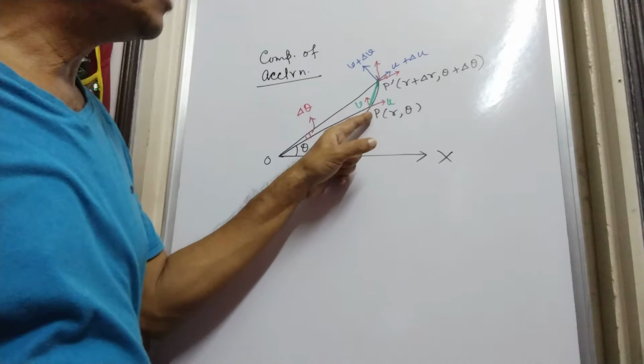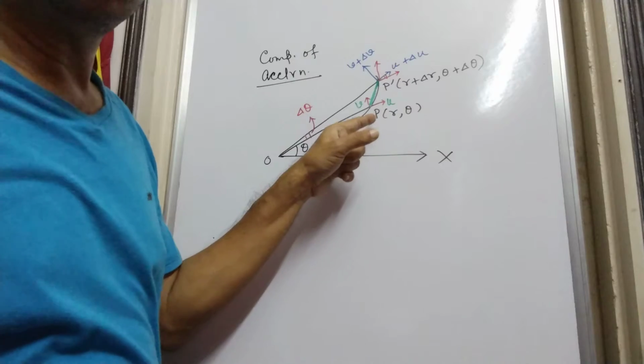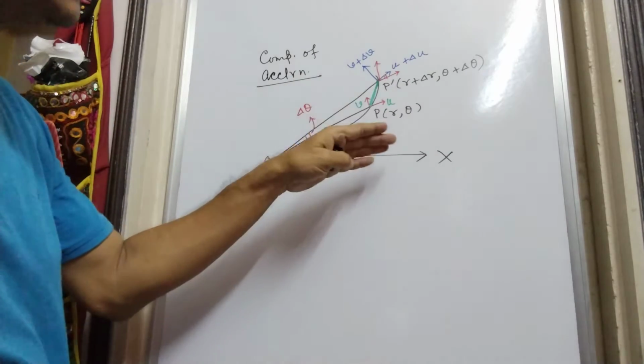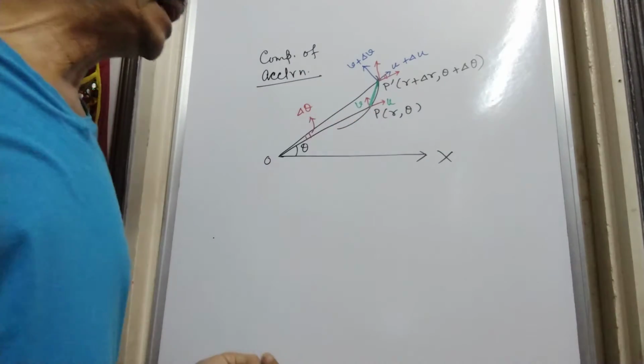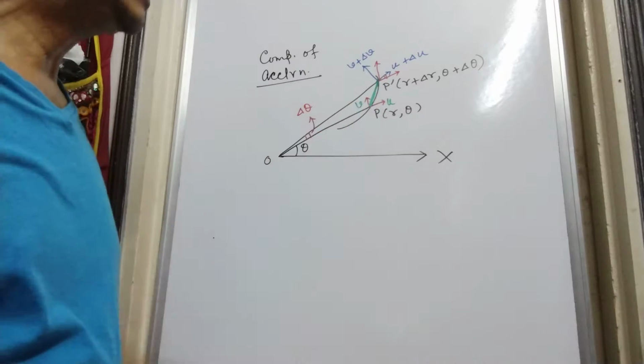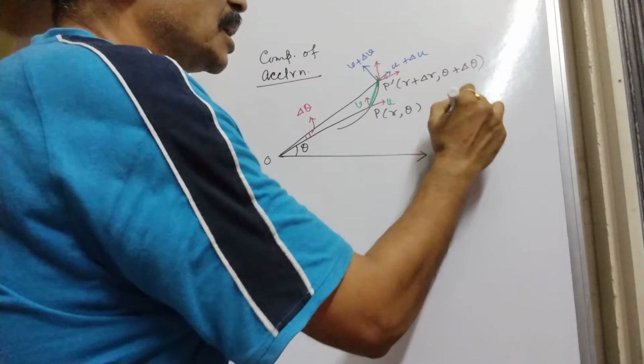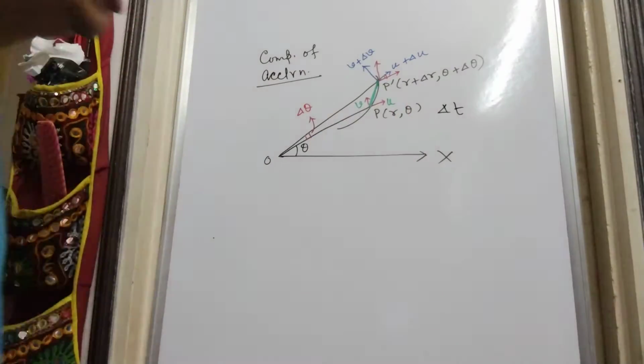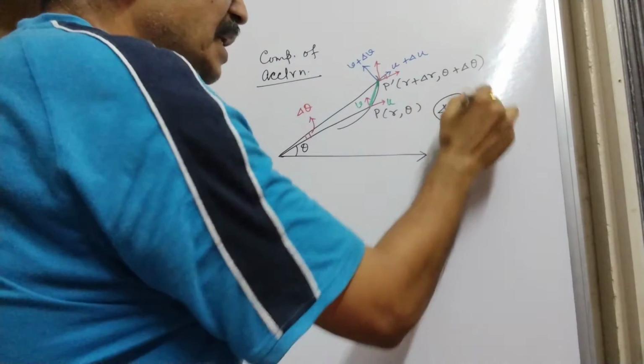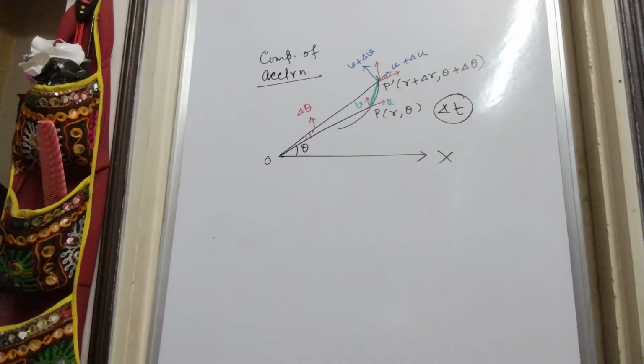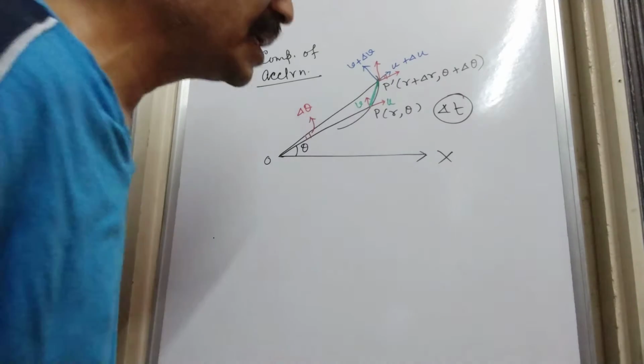OP is the radius vector, PP prime is the chord drawn in green ink which merges to the tangent. We all know that P and P prime are very infinitesimally close points. The point traverses from P to P prime in time delta t, and we want to find the component of acceleration along the radius and perpendicular to the radius. So the formalism is quite clear.